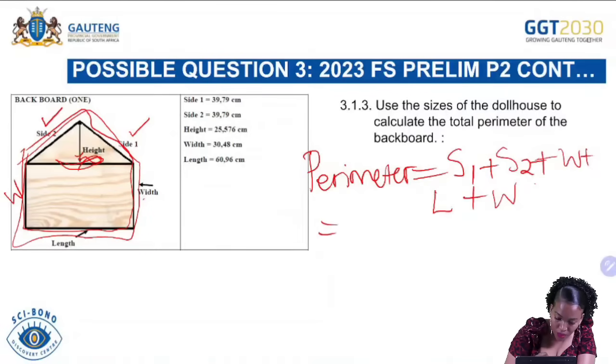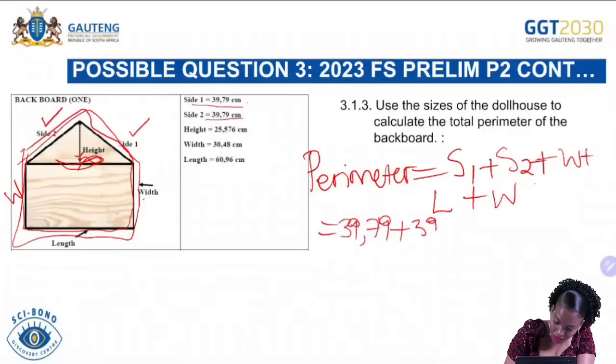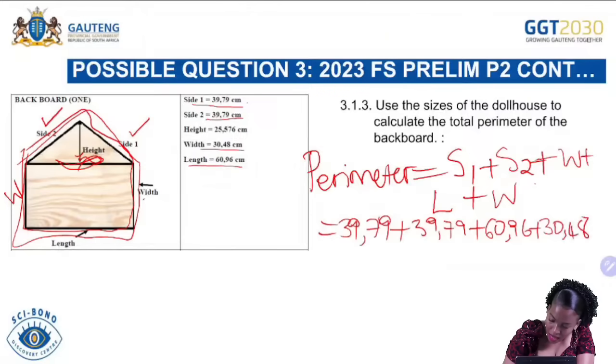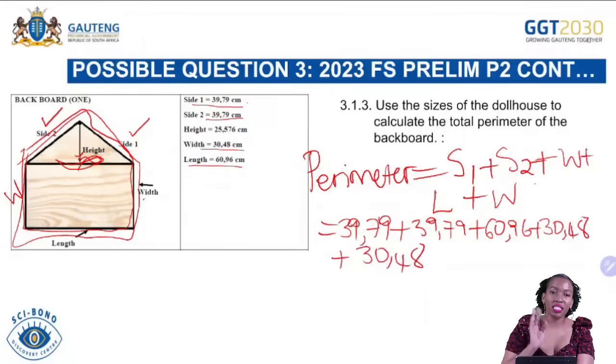And then let me substitute. What is side 1? Side 1 is 39.79. The units are the same, luckily. I forgot to check them. Plus side 2, it is 39.79. Plus the length is 60.96. Plus the width is 30.48. Plus the last width, which is also 30.48. The height, we don't care, it is inside. We just want the part that is outside.